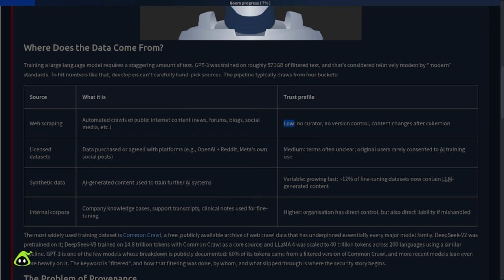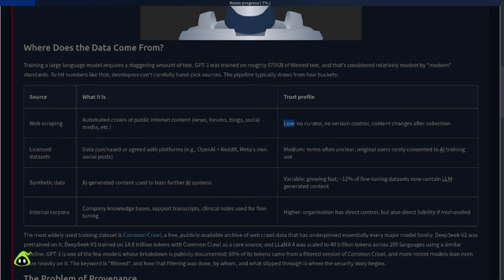Then the data could come from licensed datasets, which are data purchased or agreed upon with platforms. These include platforms holding huge amounts of data: OpenAI, Meta with its social posts, and Reddit, a great community with a huge number of subreddits. The trust profile for licensed datasets is medium, often unclear, since users rarely give consent for AI training, but it is done anyway without the users knowing.